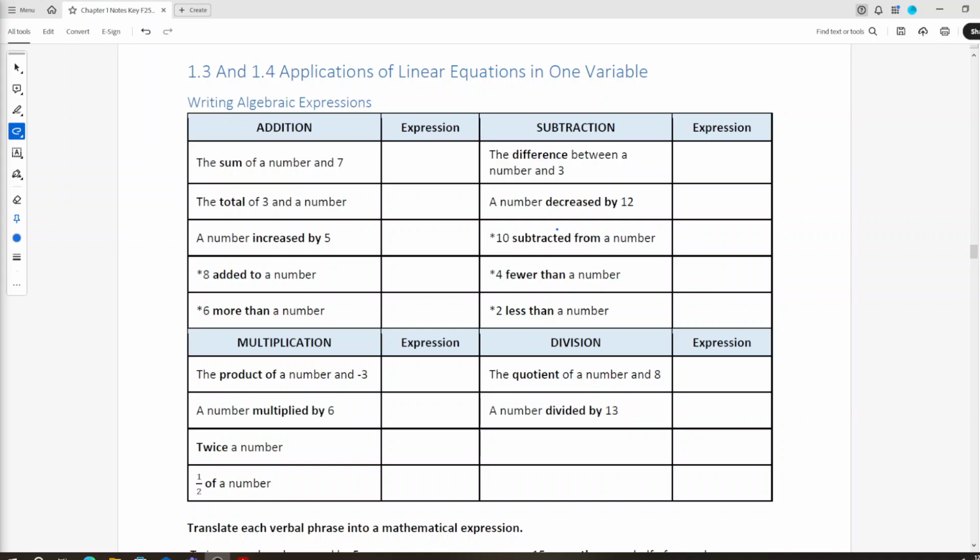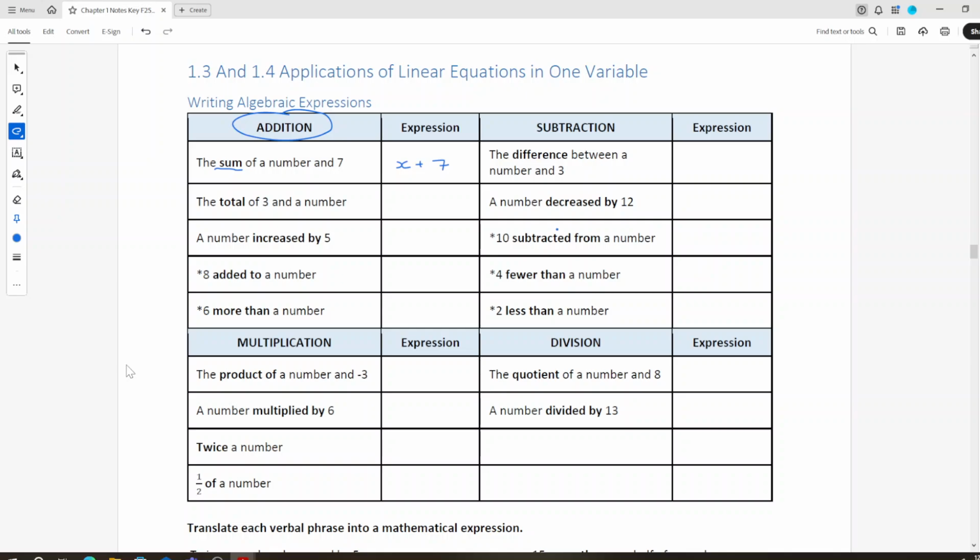So, to start with, we have to start with language. How do you interpret words as an expression? We're going to take some key words and just learn how to write them as expressions. For example, words that mean addition. If I ask you to find the sum of a number and 7, the sum is the answer of an addition question. So if they say find the sum, you're adding the two together. So the sum of a number, x, and 7.